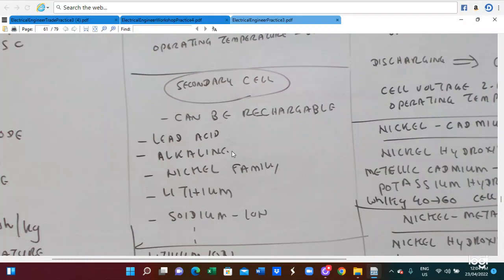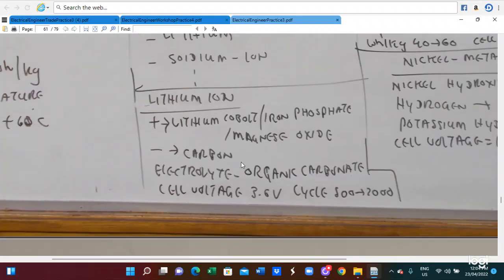The lead acid cell, alkaline, nickel family, lithium and sodium ion. For lithium ion, lithium cobalt or iron phosphate or manganese oxide is utilized. They also utilize carbon.